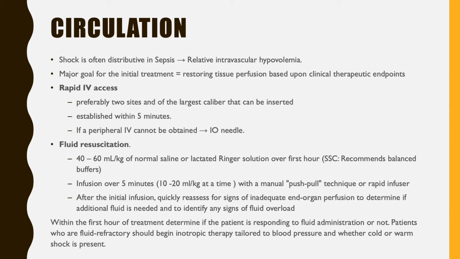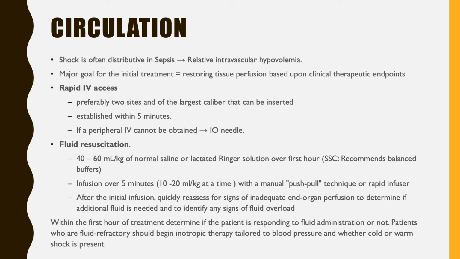So moving on to our C for circulation. With sepsis, the shock is often distributive. This means that the patient has a relative intravascular hypovolemia, which means that they often need very large amounts of fluid in order to correct their deficit. The major goal for the initial treatment is restoring adequate tissue perfusion, which will obviously be based upon the therapeutic endpoints that we discussed earlier. We've already discussed IV access, but basically 2 sites is preferred, the largest caliber you can, established within 5 minutes, and if you can't get a peripheral up, then proceed straight to IO.